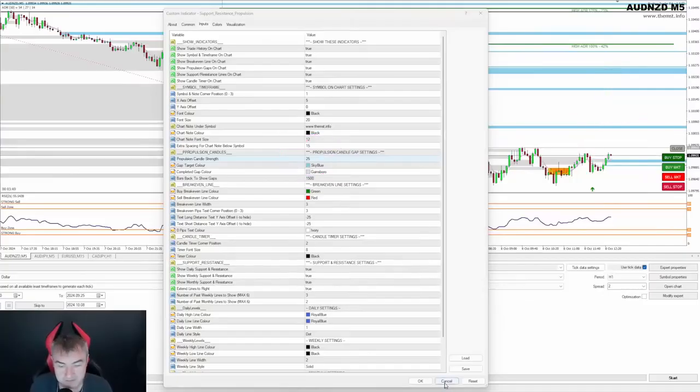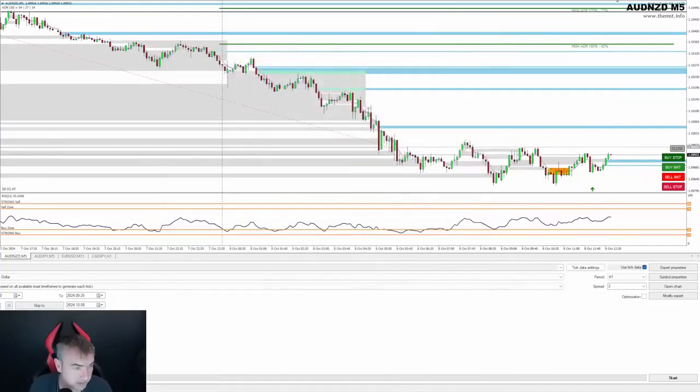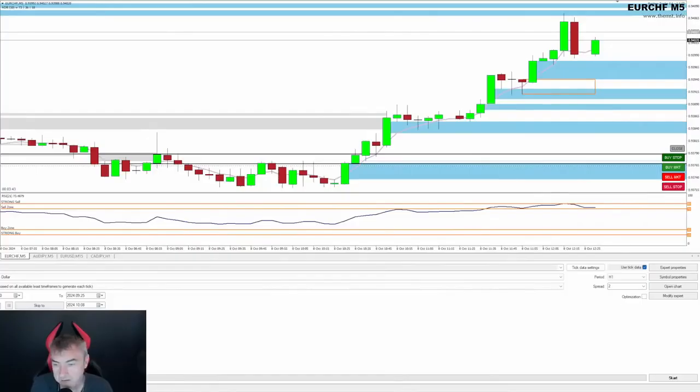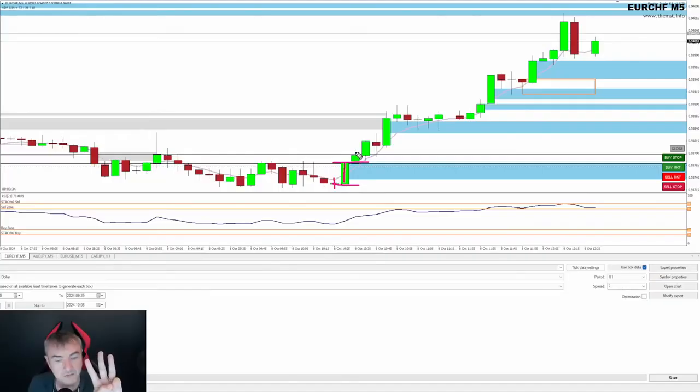And the strategy is very simple. Let me find a decent propulsion gap. There we go. So when you get one, obviously it's a 3-bar pattern. So you have to have a candle, a big candle, and another candle. The low of that candle has to be above the high of that candle. Yeah, that's the 3-bar pattern. And that gives you the propulsion gap.